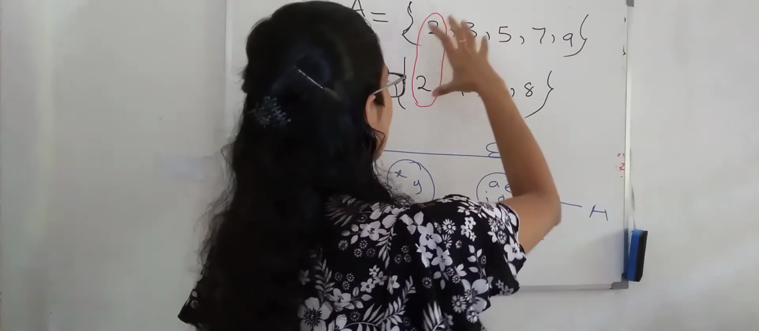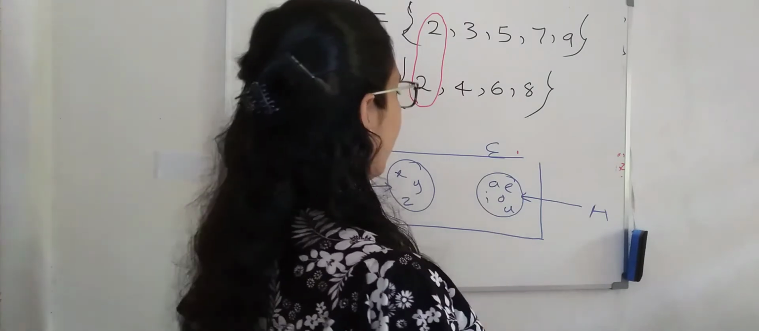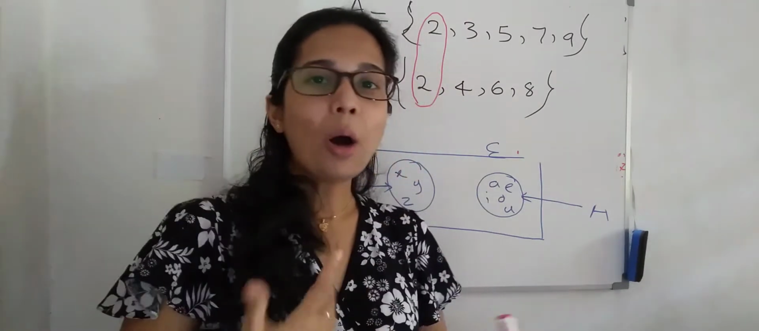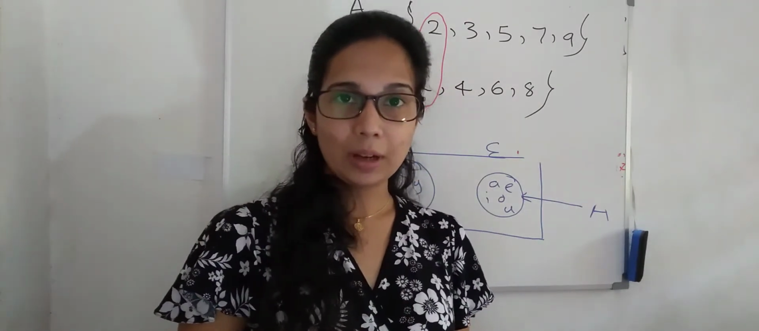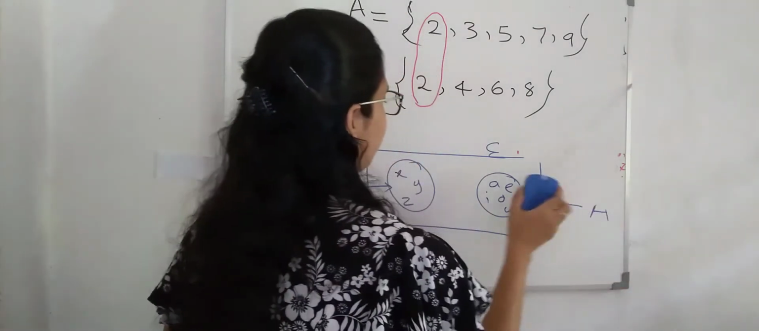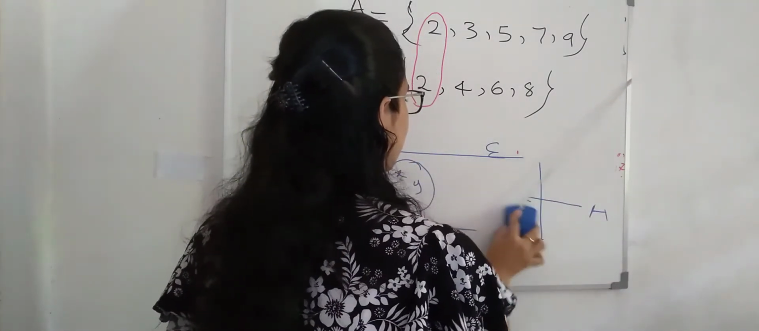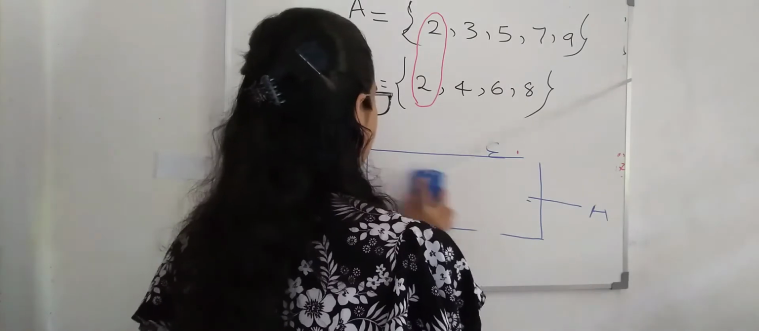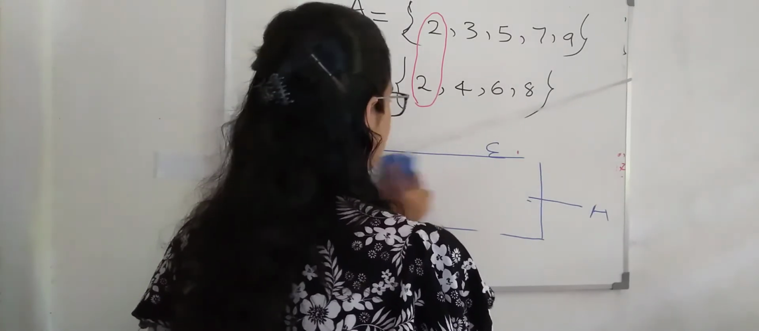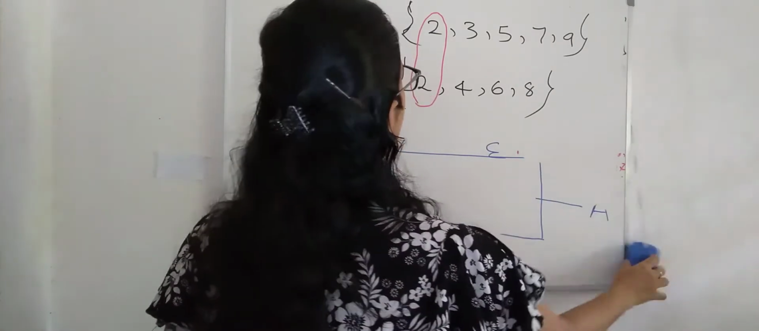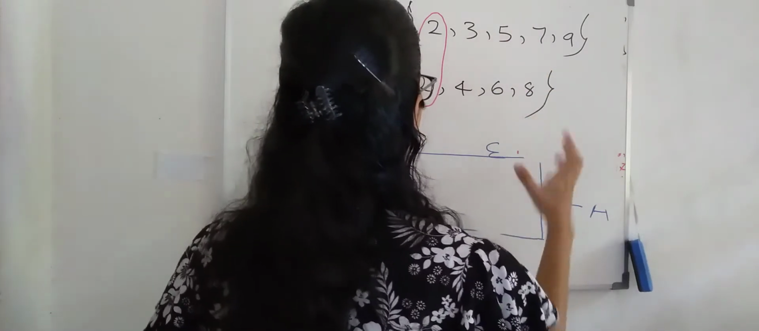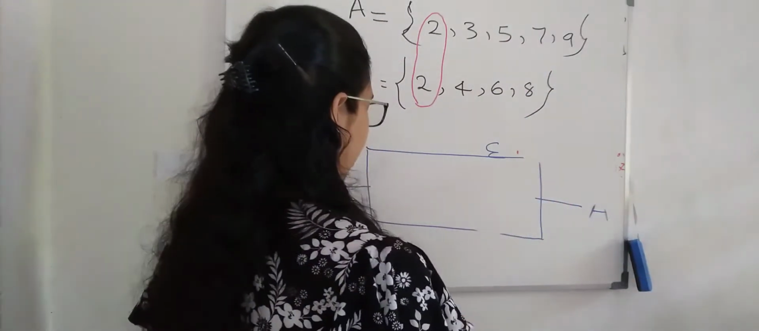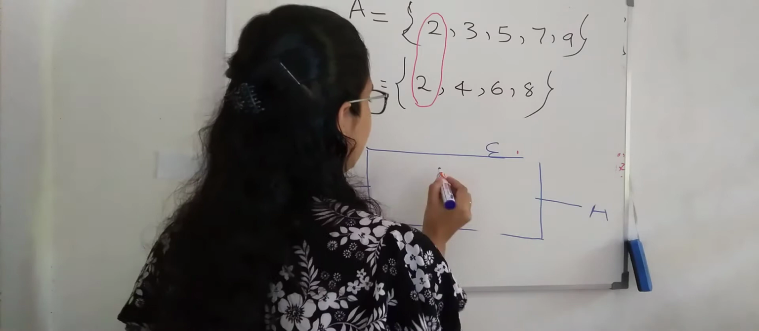Now there is the common element. Okay. Now how to represent that? Let's see. Okay. This is the way of representing that. What is the situation? When two sets have elements in common. This is the way, okay?